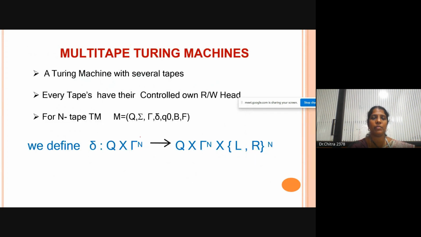In the multi-tape Turing machine, instead of a single tape, more tapes are there. Generally there is a single tape and one read write head. But in a multi-tape Turing machine, many read write heads and many tapes are there. For more than one tape, more than one read write head is also there. That is called the multi-tape Turing machine. Here the number of tapes is n. The states are the same, but left and right moves are available n times. This is the only change in the multi-tape Turing machine.